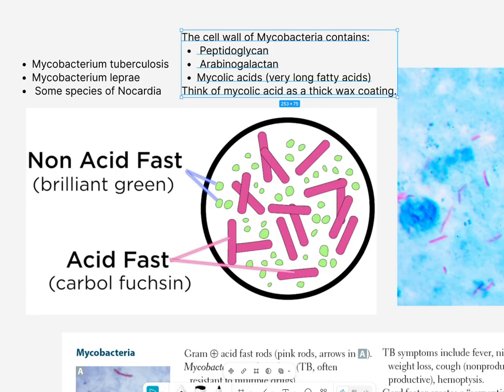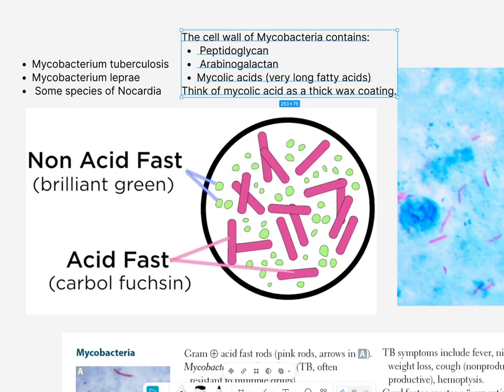Normally, once a bacterium is stained, acid alcohol can remove the dye, right? But acid-fast bacteria do not lose the dye, even when washed with strong acid. Why? Because they have this thick wax coating. They're fast and resistant to decolorization by the acid. So we call them acid-fast.